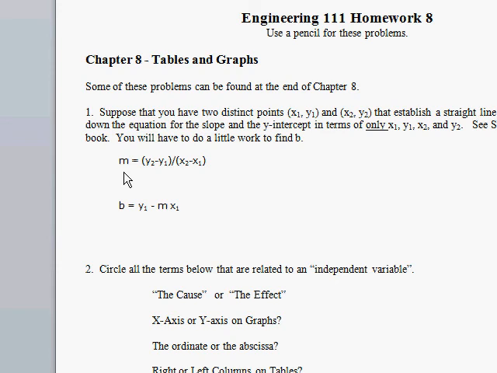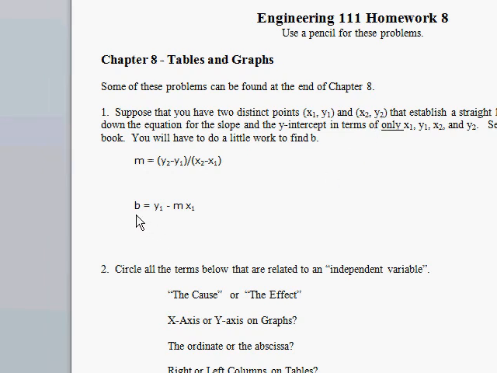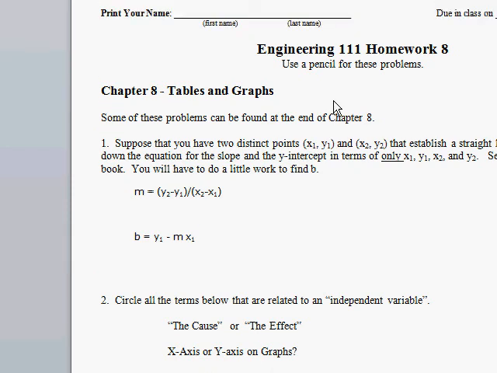The slope is equal to y2 minus y1 over x2 minus x1. These are the coordinates of the so-called slope points. Also, the y-intercept b is equal to y1 minus the slope times x1. So make sure you have those written down on your printed homework handout.